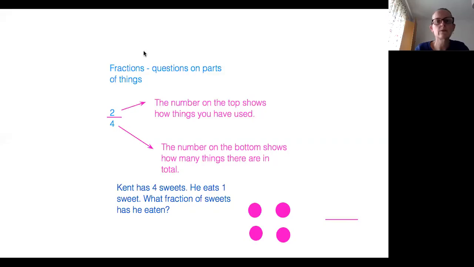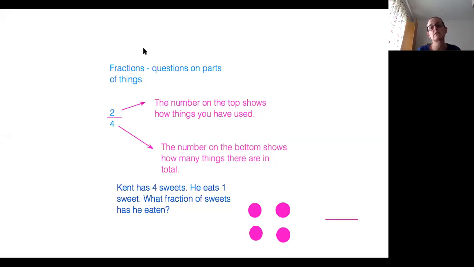Hi. Okay, so I thought we'd carry on from before on fractions, and what we're going to build on is thinking about what fractions are in terms of parts of things. So, if we think about a fraction, it is a part of another part.